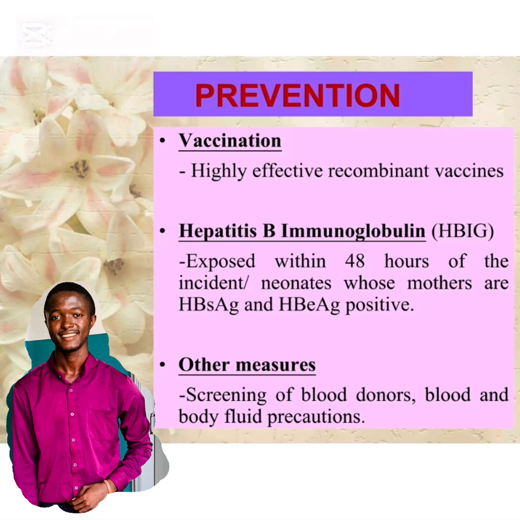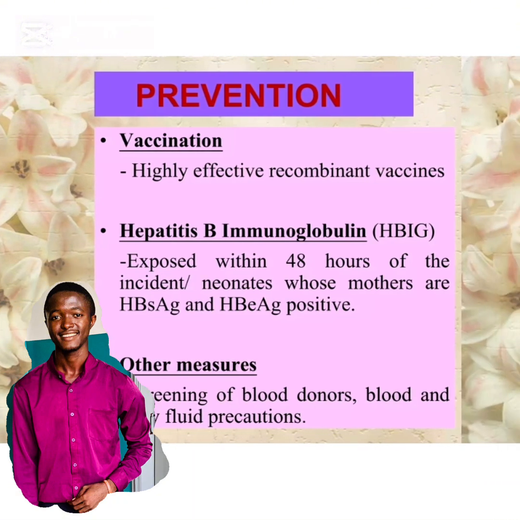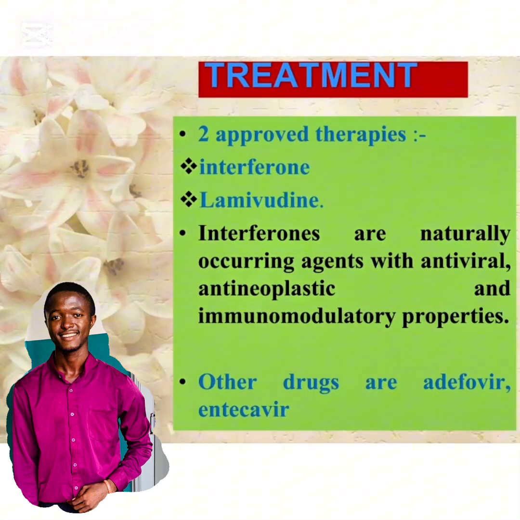Now, for the prevention, we have vaccination. Of course, there are vaccines available for hepatitis B. We also have the hepatitis B immunoglobulin, which will be given within 48 hours of the incident. Other measures will also be undertaken, like the screening of blood donors, and blood and body fluid precautions must be taken into consideration for proper treatment.